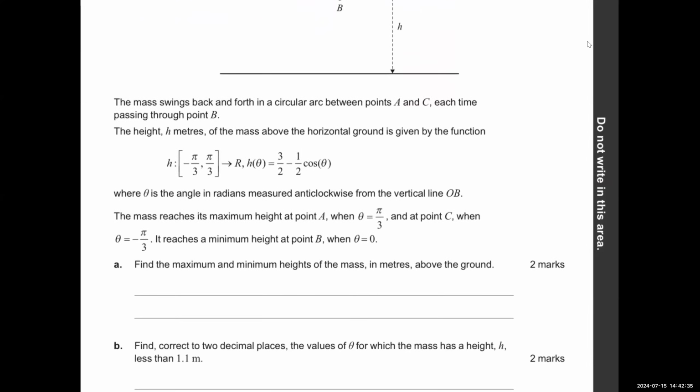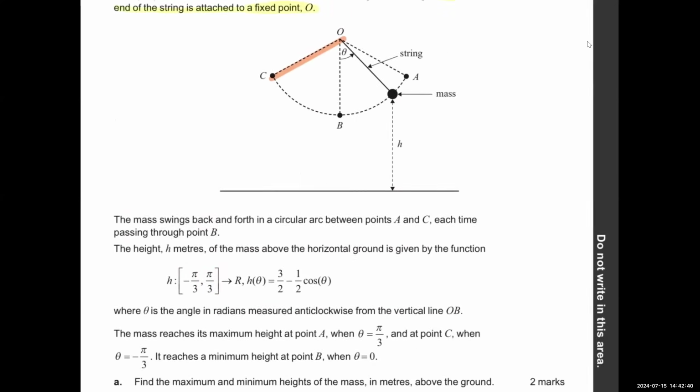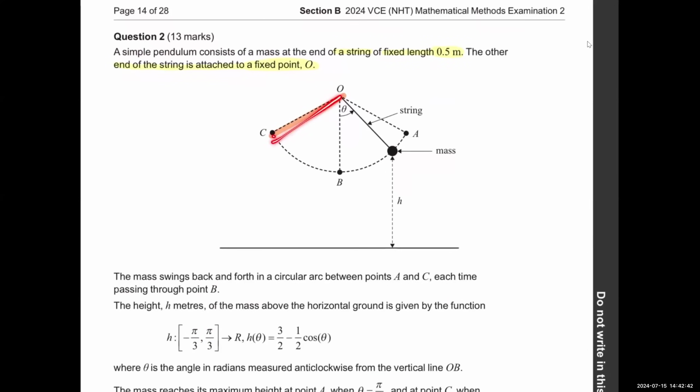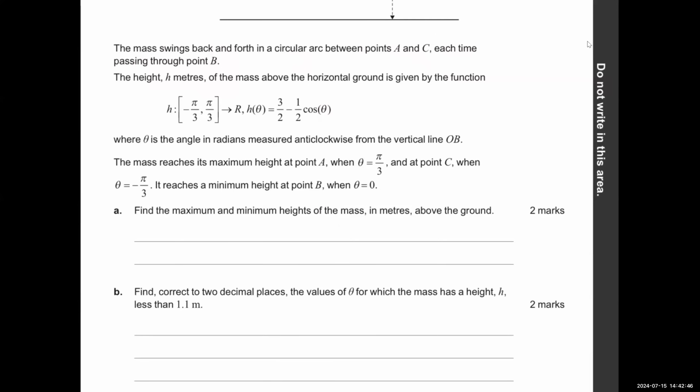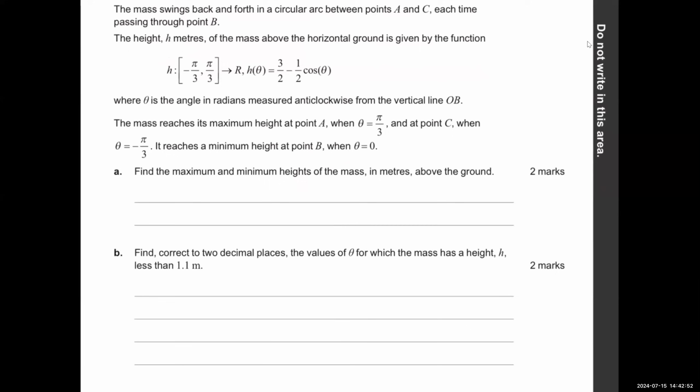So if I start with negative pi over 3 and go to pi over 3, that is like 60 degrees back, 60 degrees forth, okay? The mass reaches its maximum height at point A, where theta equals pi over 3, and at point C, when theta equals minus pi over 3. It reaches a minimum height at point B when theta equals 0. So part A wants me to find the maximum and the minimum height of the mass.